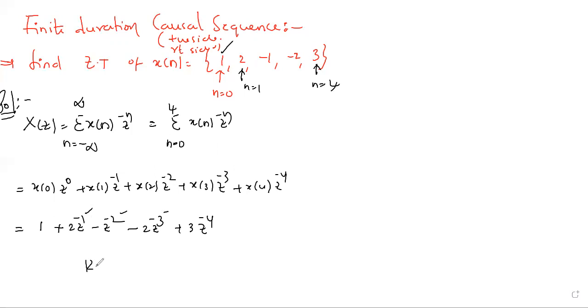So here you can observe the ROC is the entire Z plane except at z equal to 0. Because if z equal to 0, it means 2 by 0, 1 by z square means 0 square, minus 2 by 0 cube. Something by 0 means infinity. So ROC is the entire Z plane except at z equal to 0. Because this X of Z will be existing for all the values of Z except at z equal to 0 only, right? So this is a problem for a finite duration causal sequence.